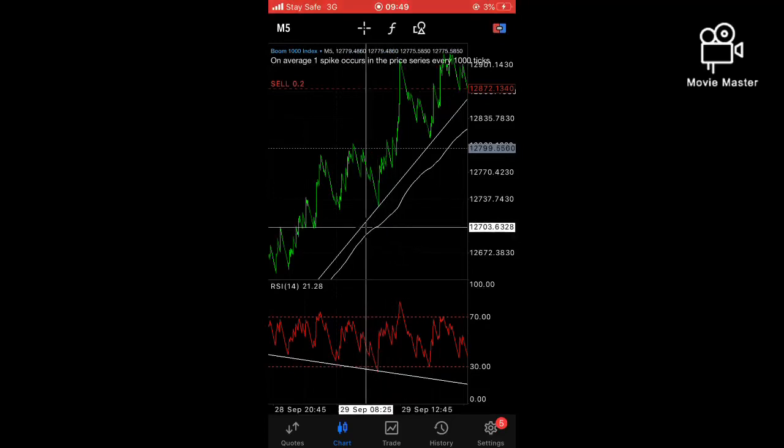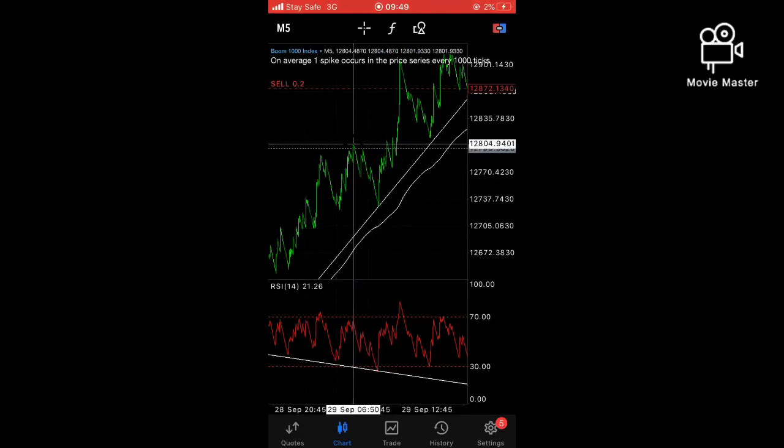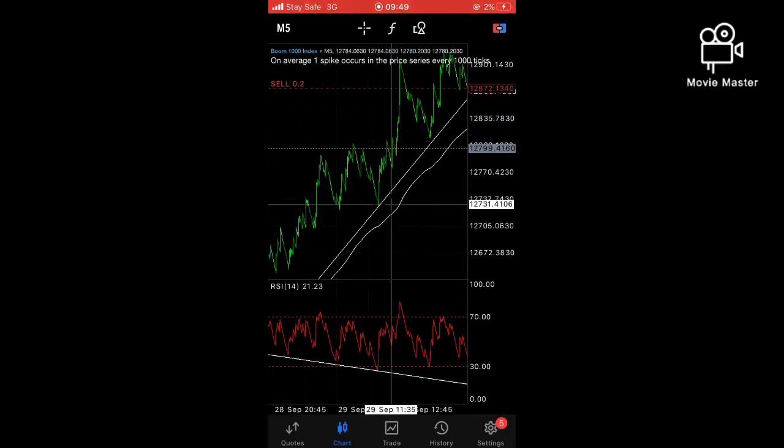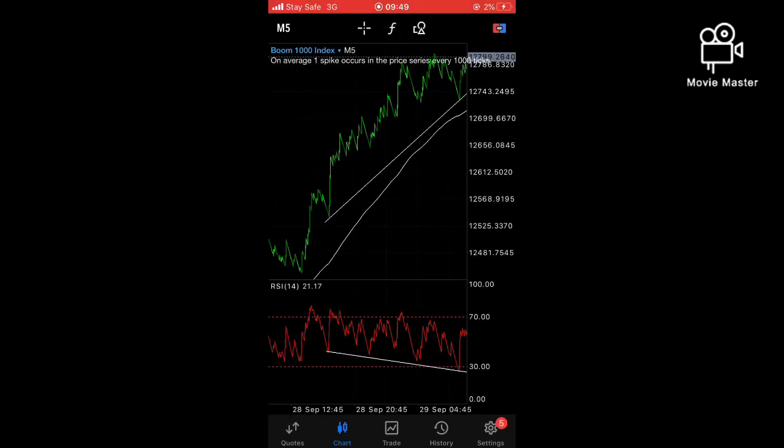That was exactly what I did. As you can see, hidden bullish divergence. This was a quick market pullback and then a quick retort on the market. The market replied so fast to that, and it shot back up with huge spikes. I really caught that yesterday. So this is an example of a hidden bullish divergence on Boom 1000.